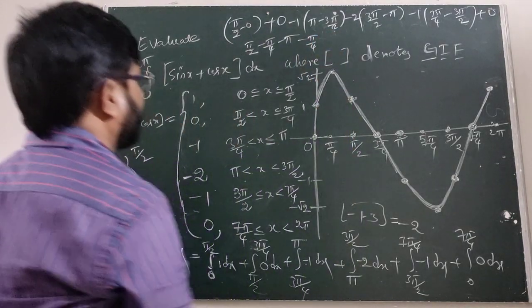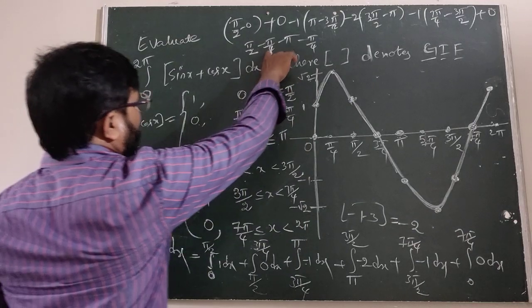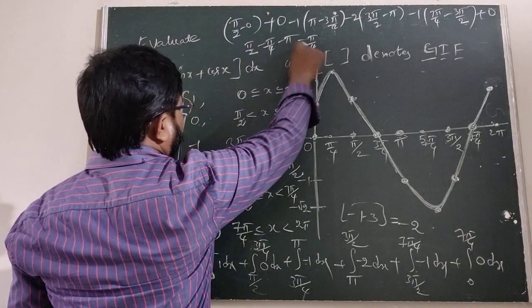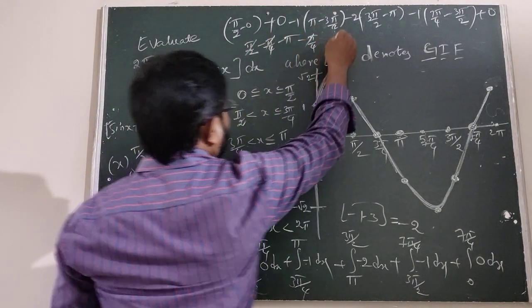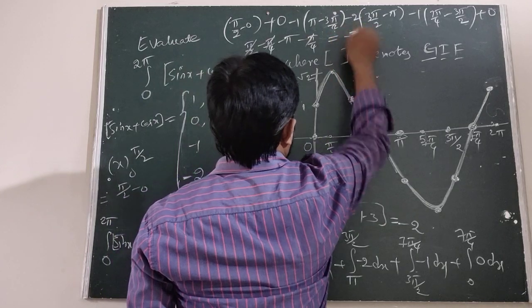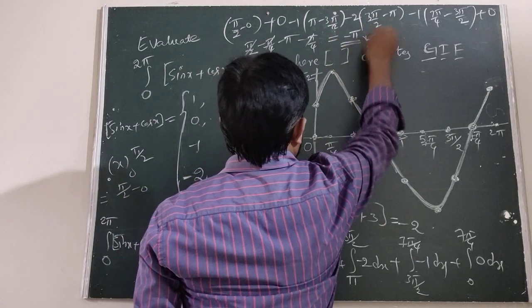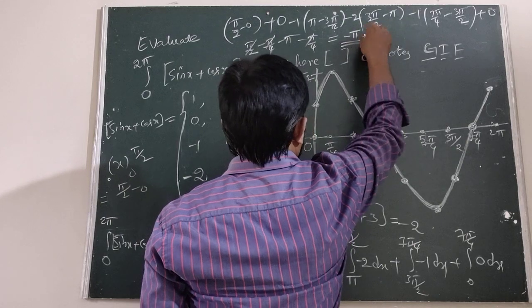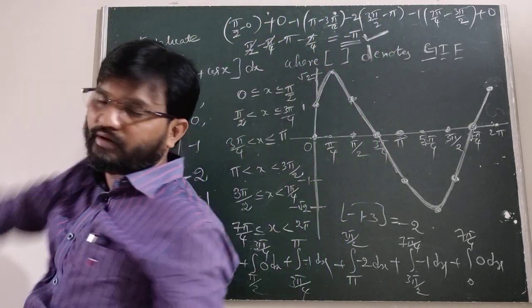After that, we can write this as minus 45 plus 90 minus 90, which cancel. We get only minus pi. This is our required solution. Minus pi is our required solution.